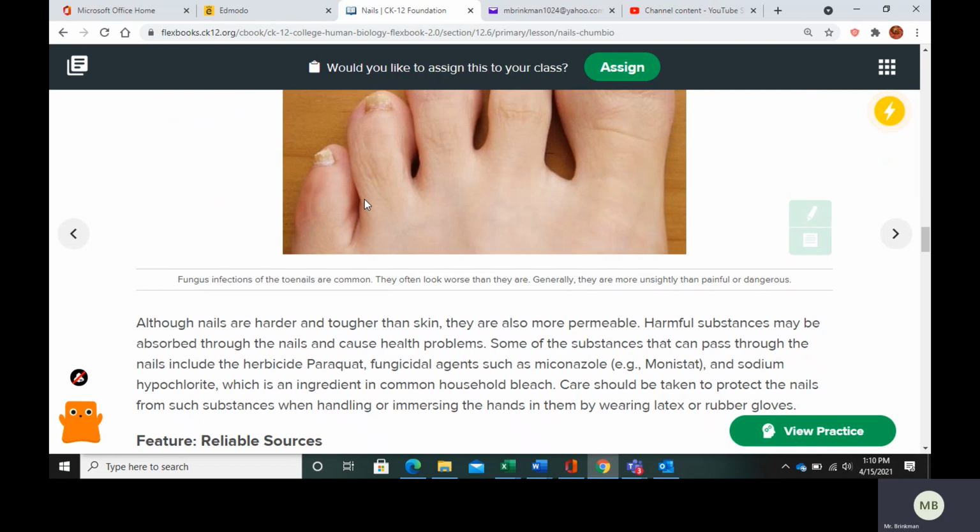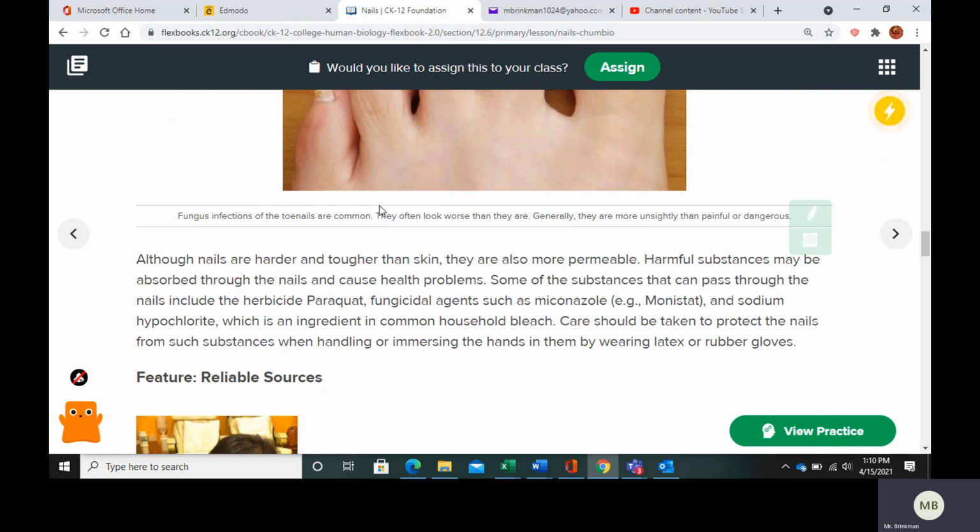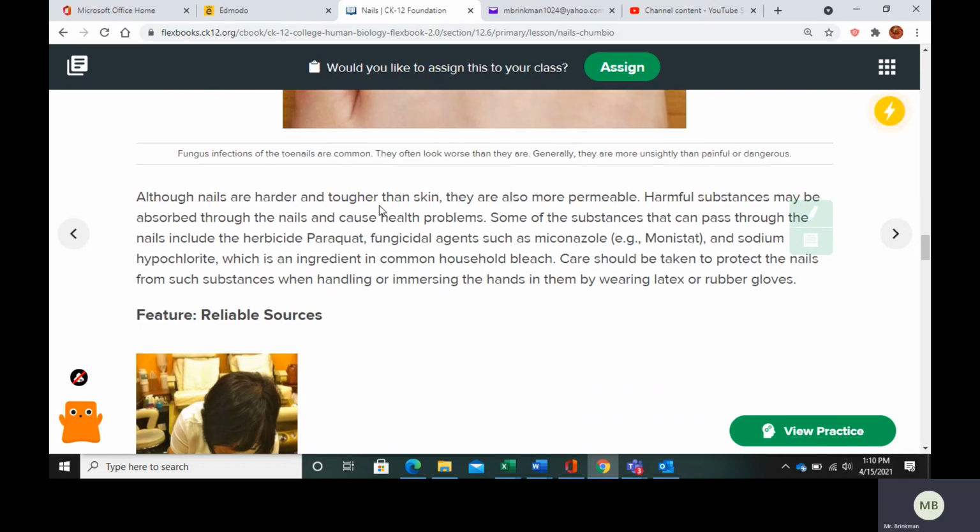We don't really need to go over fungal infections. Those are kind of disgusting. Nails are harder than skin, but more things are able to get through, so more harmful things are able to get through the nails. So important to know. So hopefully that all makes sense.